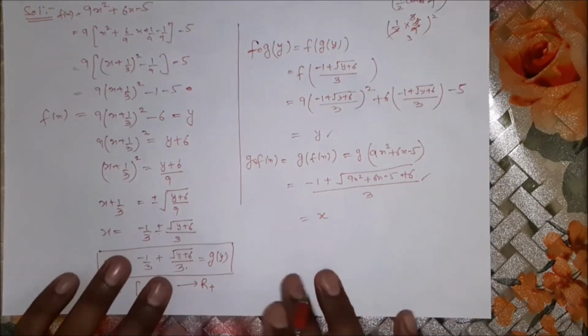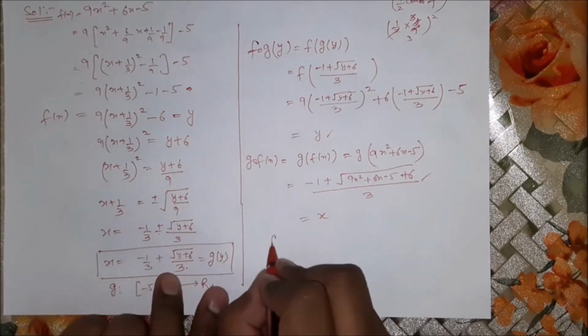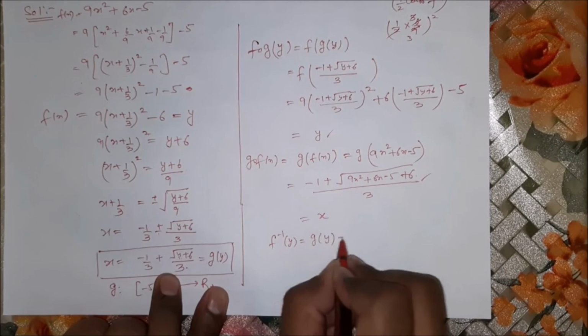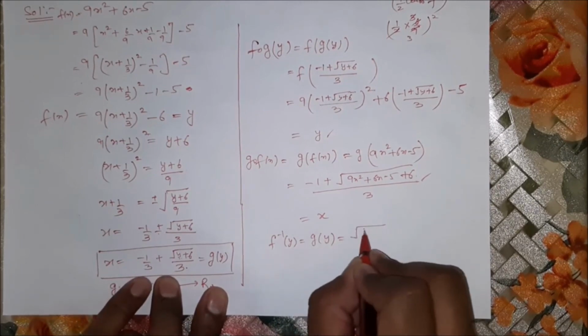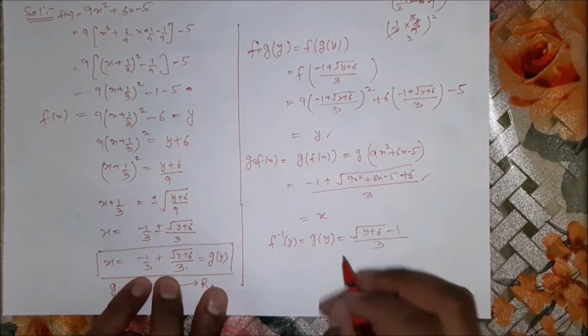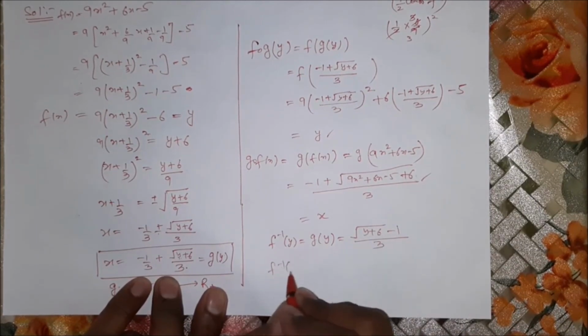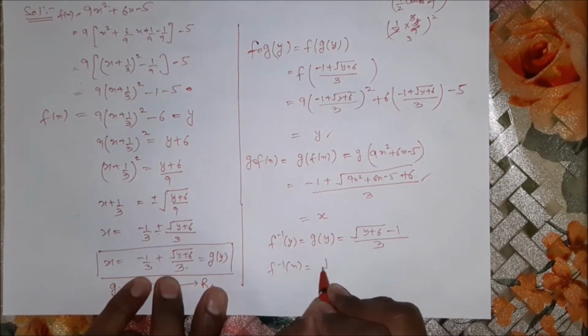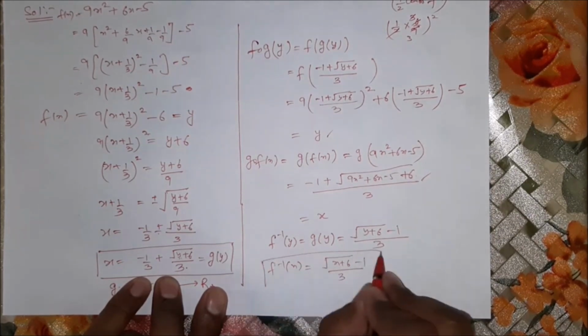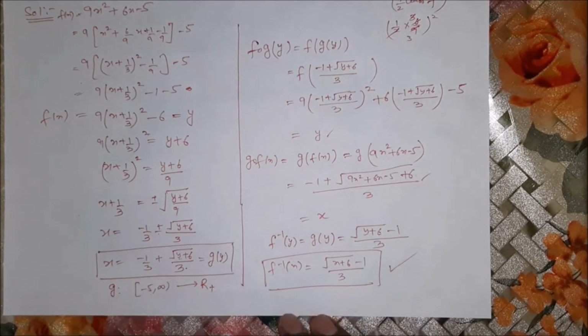Alright, and this implies your f inverse of y is nothing but equal to g of y, which is equal to (root (y plus 6) minus 1) by 3. I just arranged the terms, and if you write down this answer in terms of x, it will be (root of (x plus 6) minus 1) by 3. So this is your inverse.